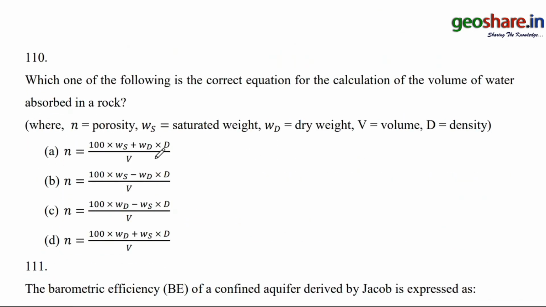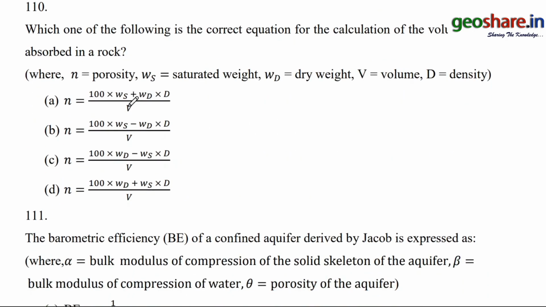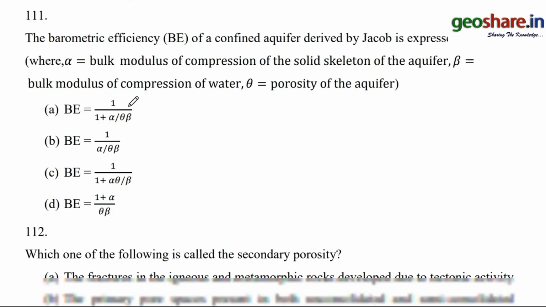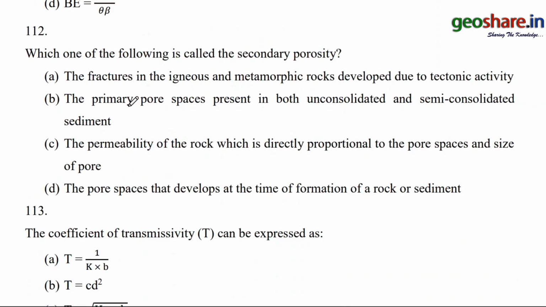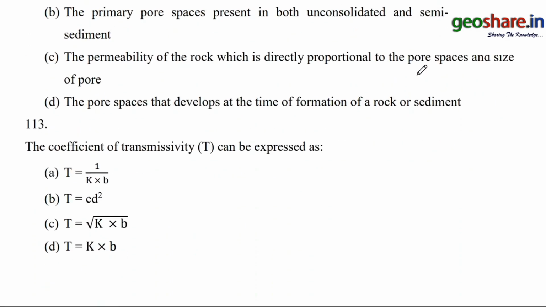We have the numerical, you have to decide. X12, number 1 and 2. Which of the following is called secondary porosity? The fractures in igneous and metamorphic rocks developed due to tectonic activity.